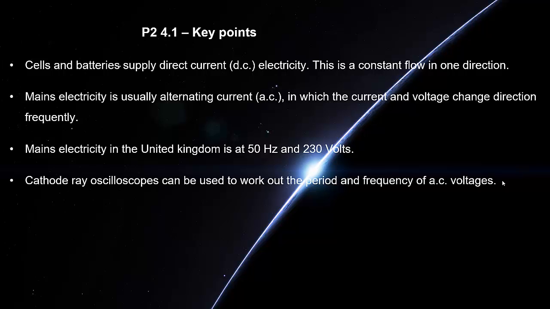Cathode ray oscilloscopes can be used to work out the period and frequency of AC voltages.